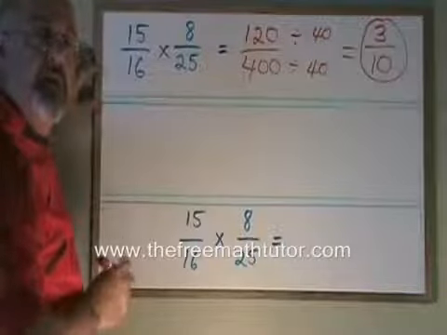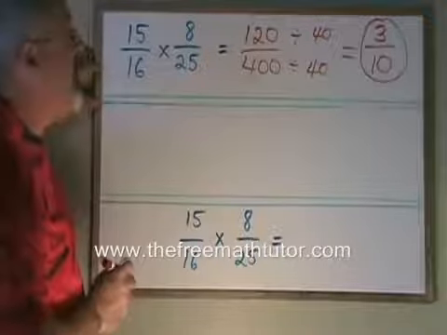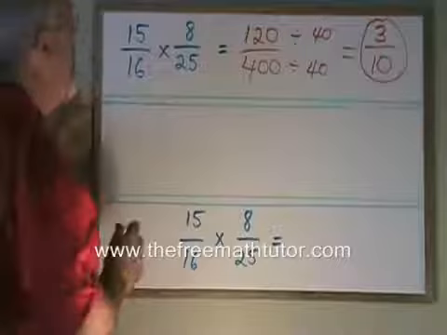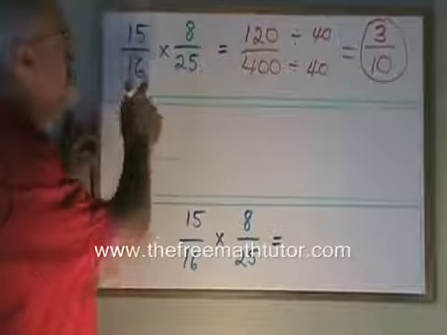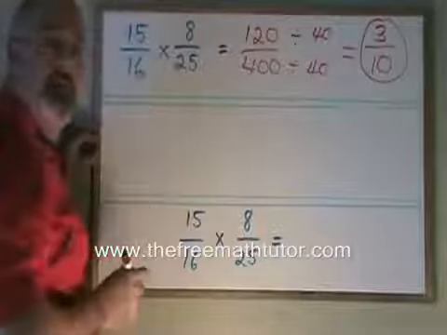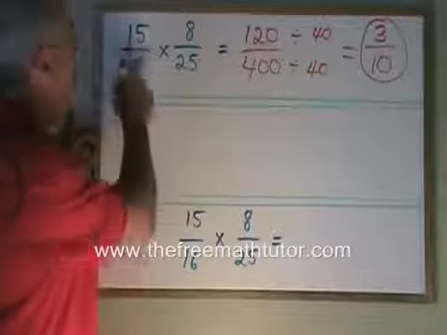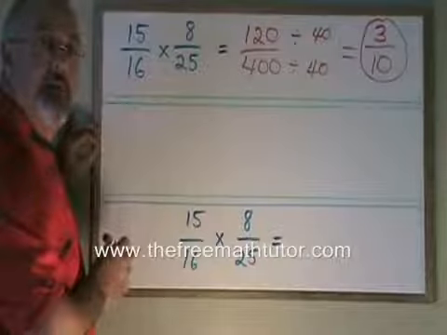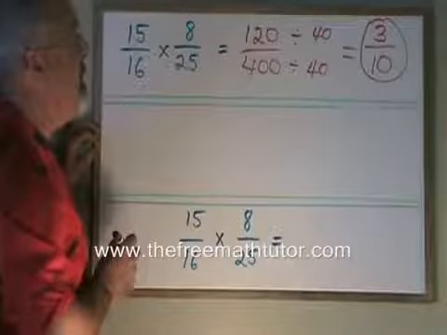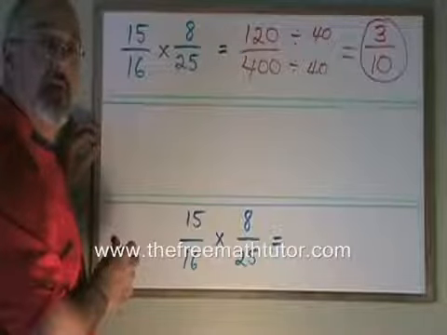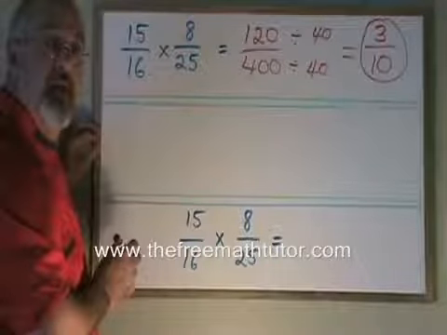But is there another way to do it? And can I find an easier way to do it? We could try reducing the original fractions. If they could be reduced, we'd have smaller numbers and it would be easier to get to the right answer. But 15/16 cannot be reduced. 15 and 16 do not have any common factors. And 8/25 also cannot be reduced. 8 and 25 do not have any common factors.